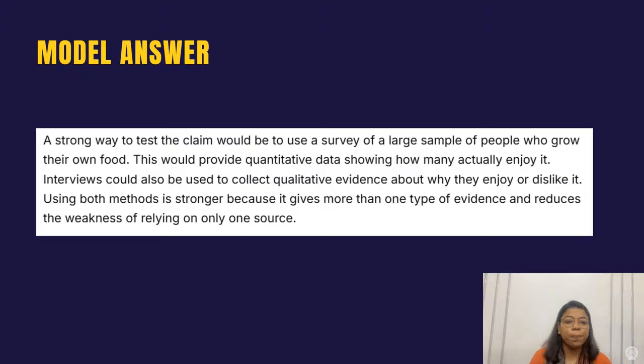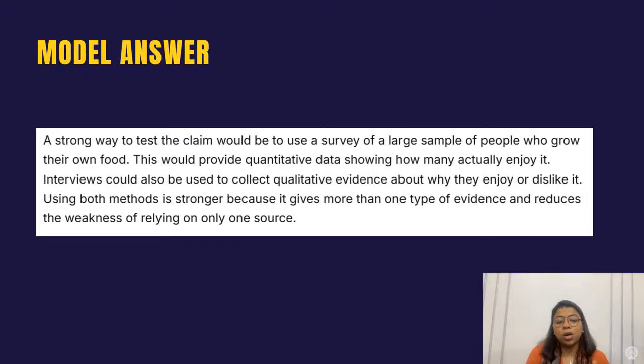Okay. Now I'm going to show you one model answer, how it can be written. A strong way to test the claim would be to use a survey of a large sample of people who grow their own food. This would provide quantitative data showing how many actually enjoy it. Quantitative, it's a keyword over here.